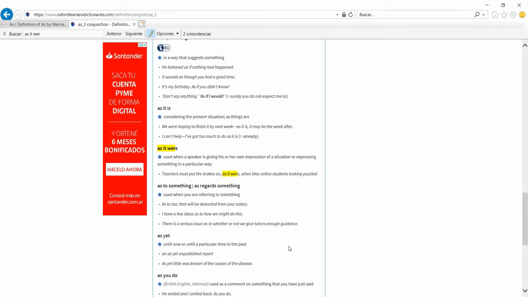As it were, used when a speaker is giving his or her own impression of a situation. So teachers must put their brakes on, as it were, when they notice students looking puzzled. We tend to translate this as "por así decirlo," right? Because it is a kind of catchphrase that doesn't say a lot, right? And in American English, we have this phrase as like as not.